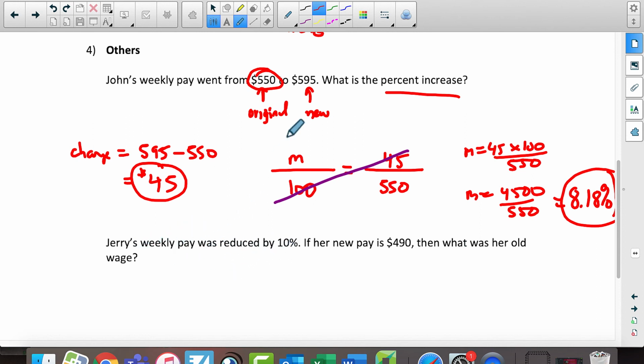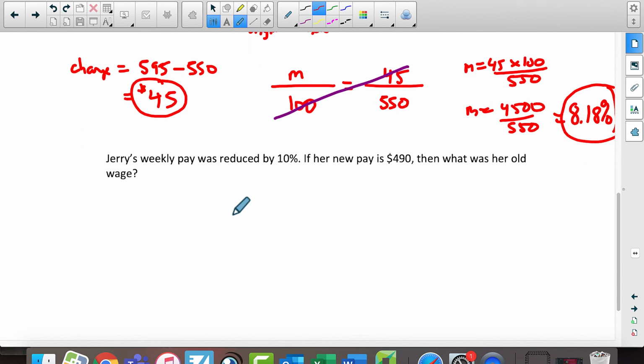Jerry's weekly pay was reduced by 10%. Poor Jerry. If her new pay is $490, then what was her old pay? Okay, now this is a very tricky question actually. If her pay was reduced by 10% and now it's this much, what percentage does this represent then of the whole? Say the whole was the original, right? The original pay, which was obviously more than $490 because it's been reduced down to $490.